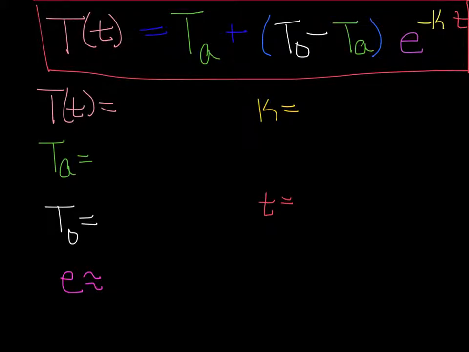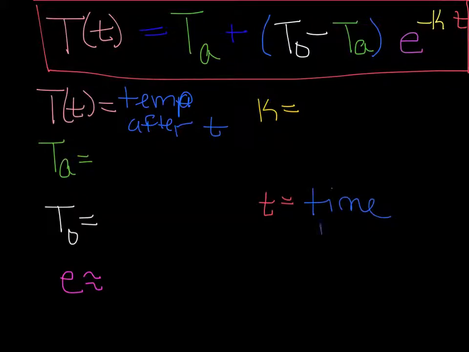So everything in this formula has a meaning, and it means something in comparison to a scenario. But before we get to our first scenario, I'm going to talk about what everything means. T of t describes the temperature after a certain time t. That means t is time, and that can be done in minutes or hours, depending on the situation.